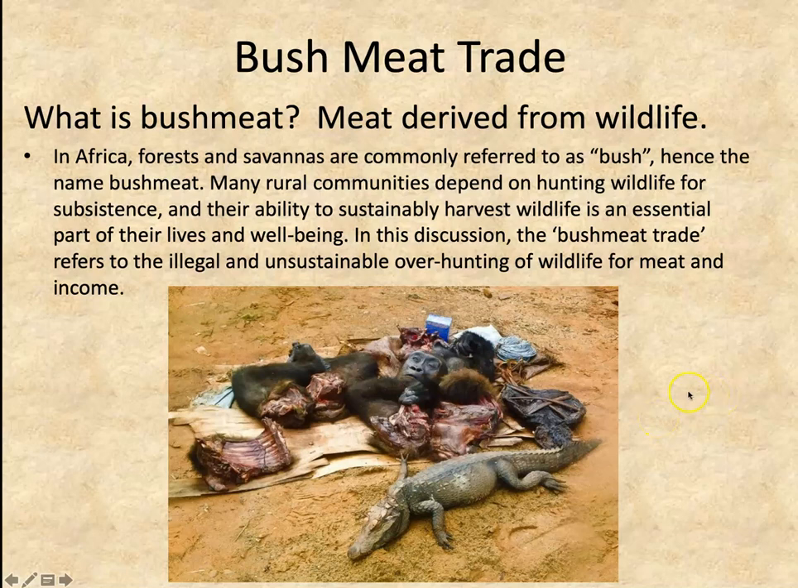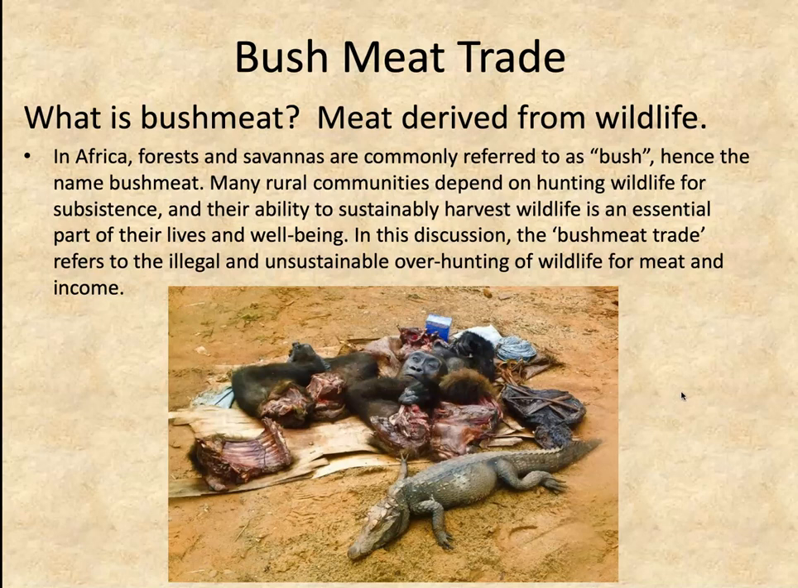I'd like you to find the page in your lecture notes in Chapter 3 that's titled Bushmeat Trade and follow along with me, please. So what is bushmeat? It's meat derived from wildlife.